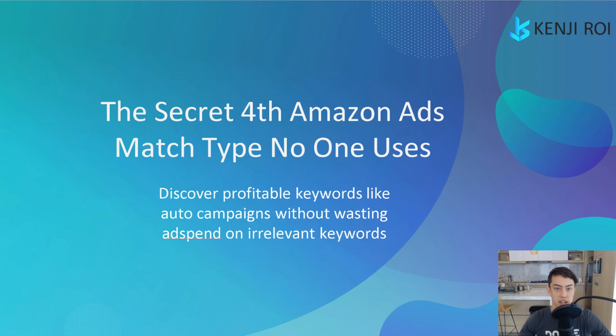What's up guys, Danny Carlson here, and I'm going to show you the secret fourth Amazon ads match type that no one uses, and it's really good for discovering profitable keywords like an auto campaign without wasting ad spend on irrelevant keywords. And it's got a lot of really unique uses, and a lot of people don't even know that this fourth match type exists.